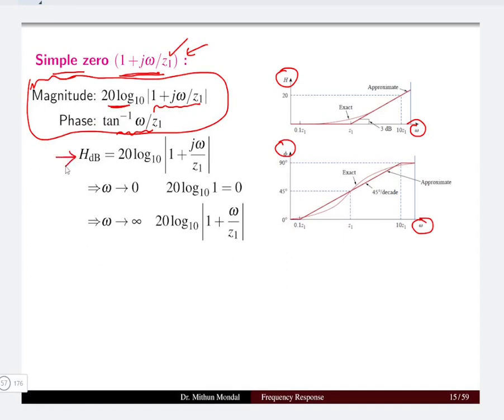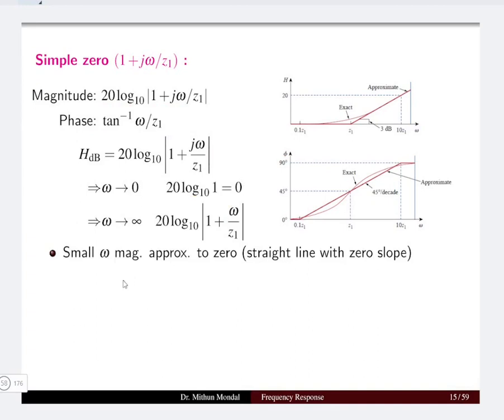So the gain H dB is equal to 20 log 10 of the modulus of 1 plus j omega by z1. We can see that as the frequency tends to 0, we will get a 0 value because 20 log 10 of 1 is equal to 0. Whereas omega, when it is increasing towards infinity, that is a function of the frequency omega. So for a small omega tending to 0, the magnitude is approximately a straight line at 0 with a 0 slope. So first we will have a line with 0 slope because of the reduced frequency, and when the frequency is high or large, then the slope will be 20 decibel per decade.